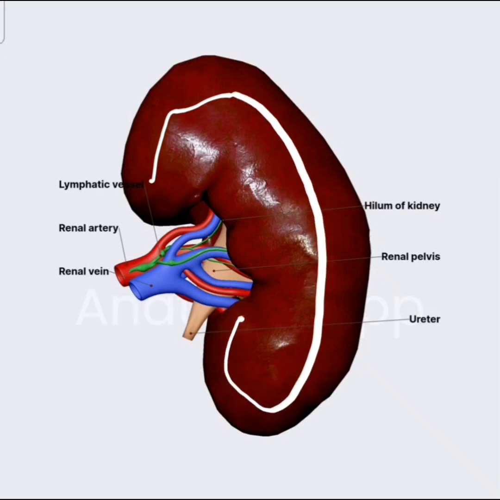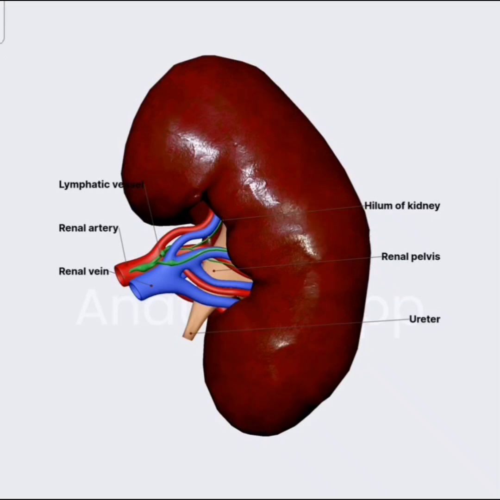So we can also see from here an indentation on the kidney. We can say that the kidney has an indentation, and this indentation is called the renal hilum. So the hilum is a point of entry of the renal artery which brings blood. This red one is the renal artery. It supplies blood to the kidney.